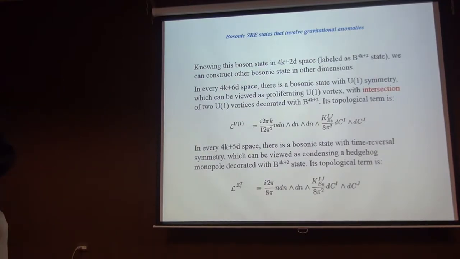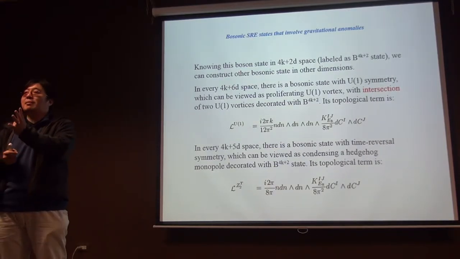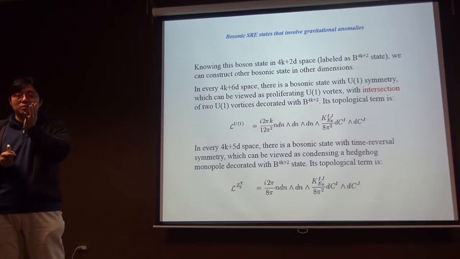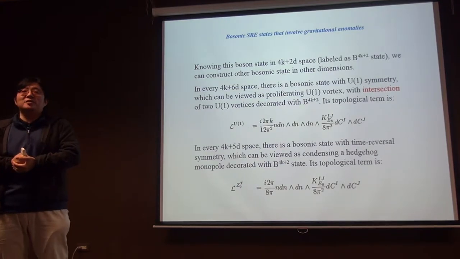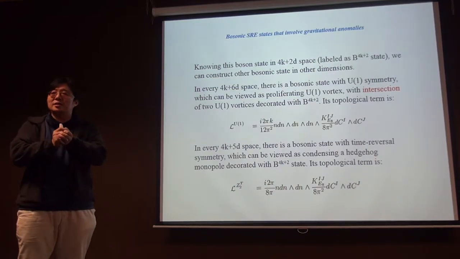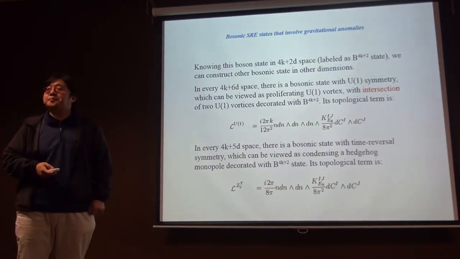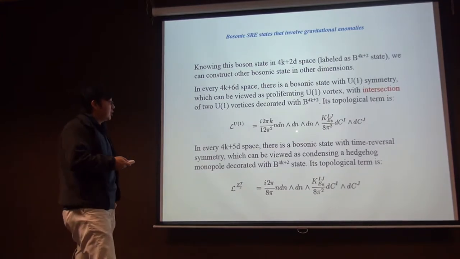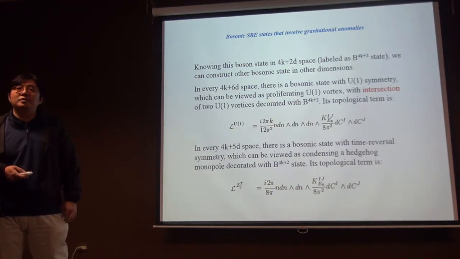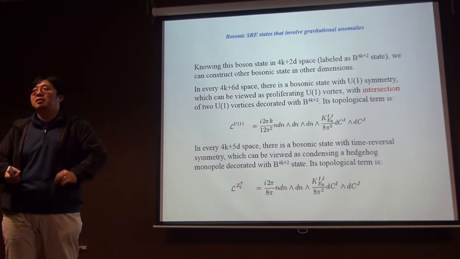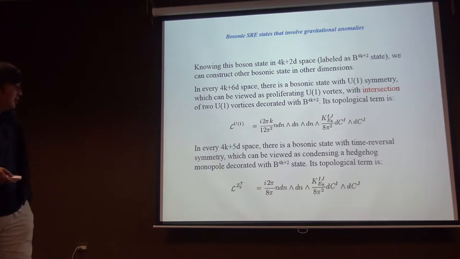However, if we consider the intersection between two vortices, every vortex is 4-dimensional, then the intersection between two 4-dimensional objects in 6 dimensions will be a 2-dimensional object. So I can decorate the intersection between two vortices with the 2D EA state, and this physics is precisely described by this topological term. It's still a mixture between n dn dn dn and this term. This describes decorating the intersection between the vortex lines with this EA state.